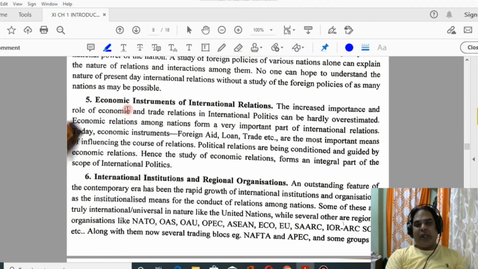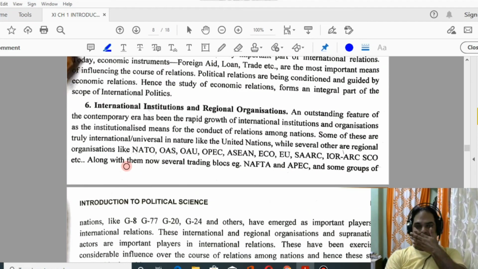Now, economic instrument of international relations. So this is also there. When two countries maintain a friendly relation, they provide foreign help. Loans are provided, and trading relations develop between two nations. So all this also comes under the study of political science.